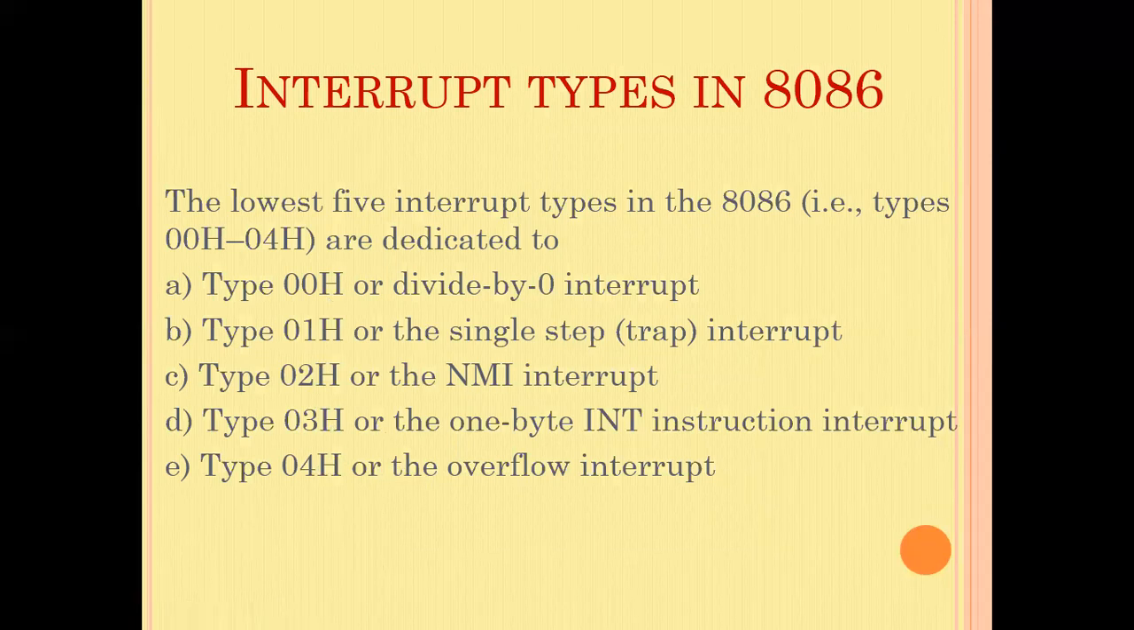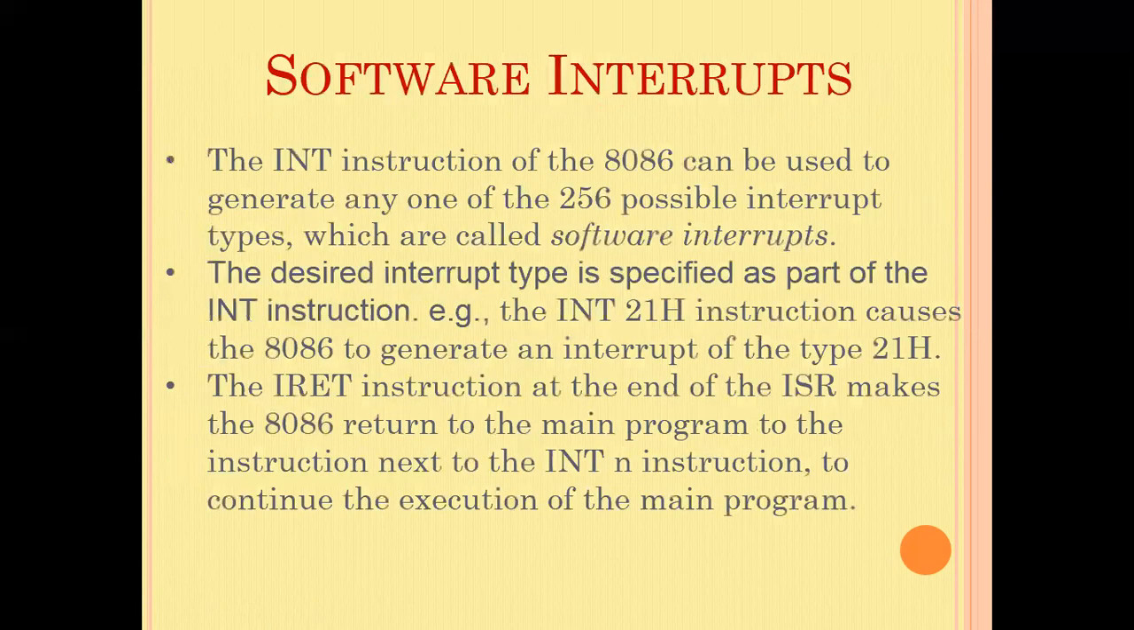From 0 to 4, these are the main interrupts that are available in 8086, and type 5 to type 31 are reserved for advanced microprocessors, and the remaining from 32 to 255 are going to be useful for either software interrupts or hardware interrupts. So totally 256 possible interrupts, which may be hardware and software, can be served by this.